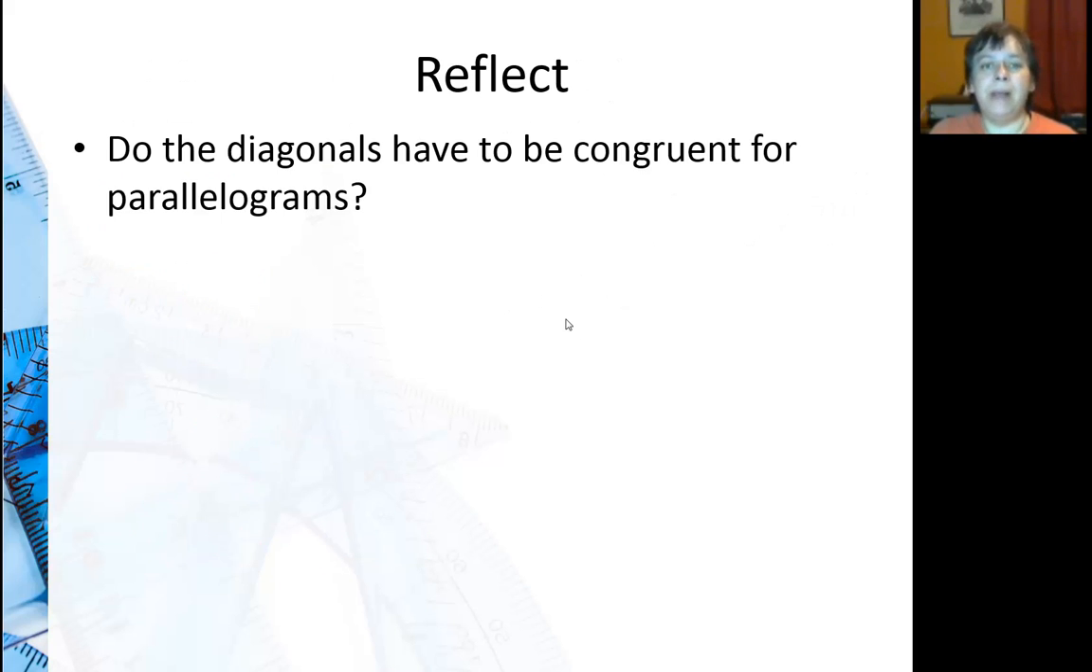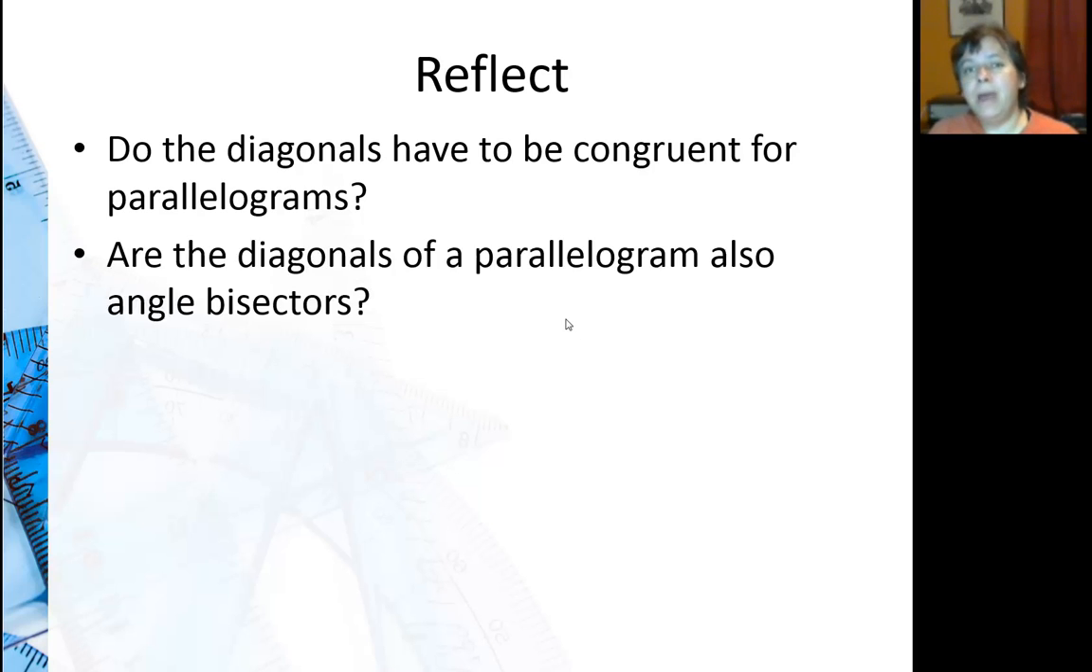So, for further reflection, do the diagonals have to be congruent for parallelograms? No, for parallelograms, diagonals do not really have to be congruent. They do have to bisect each other. Here's another question. Do you think the diagonals of a parallelogram are also angle bisectors? When might that happen?